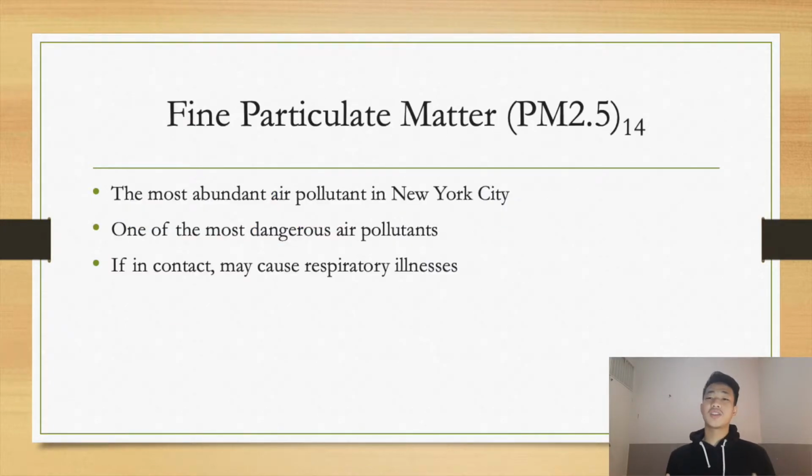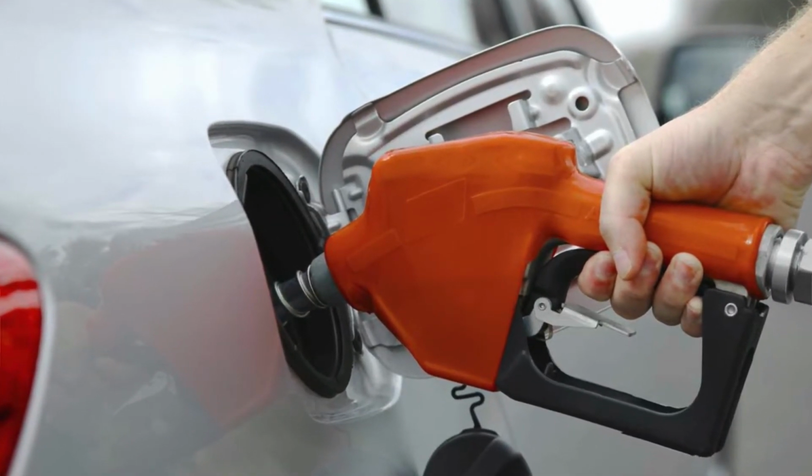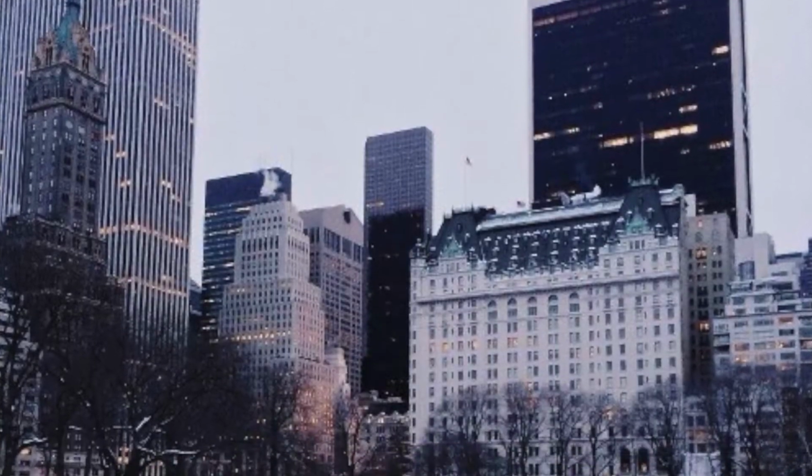Before we continue, let's briefly talk about PM 2.5, or fine particulate matter. PM 2.5 is the most abundant air pollutant in New York City. It is one of the most dangerous air pollutants as well, and it causes respiratory illnesses if you get in contact with it. Some strategies they use to manage air pollution include the 1 million tree program, using more efficient fuel sources in the government-owned vehicles, and adding incentives to use more efficient fuels to heat buildings during the winter.